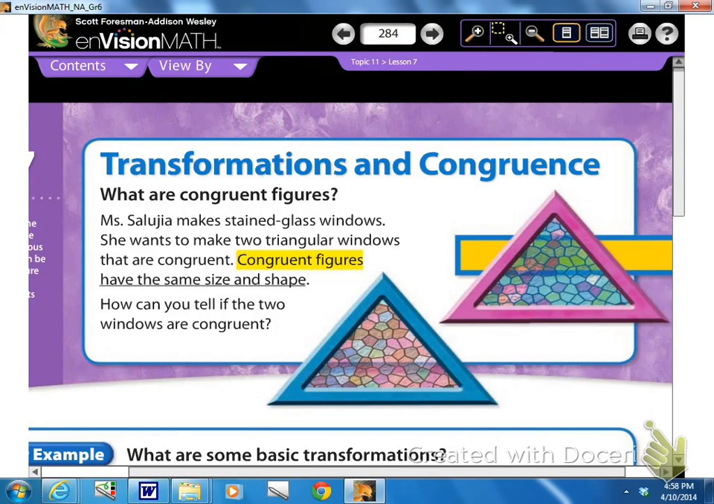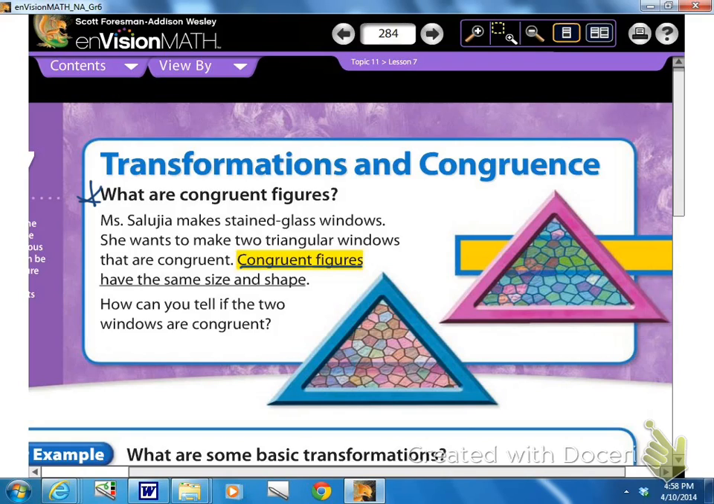Alright, we are looking at page 284, 11-7, Transformations and Congruence. So the question starts off here. What are congruent figures? Miss Salugia makes stained glass windows. She wants to make two triangular windows that are congruent.